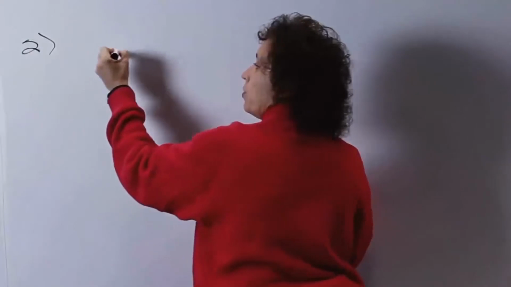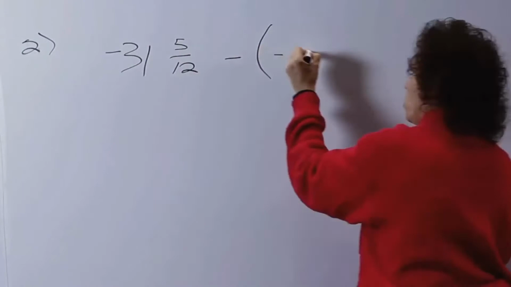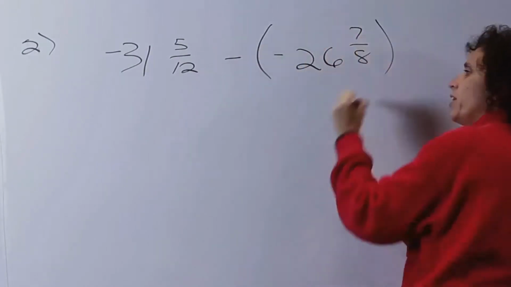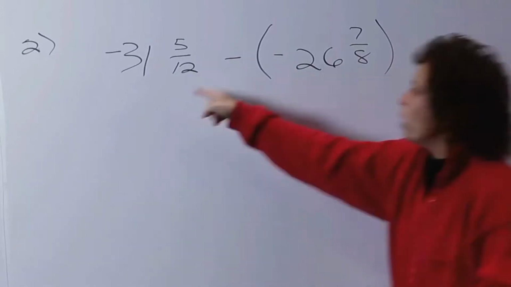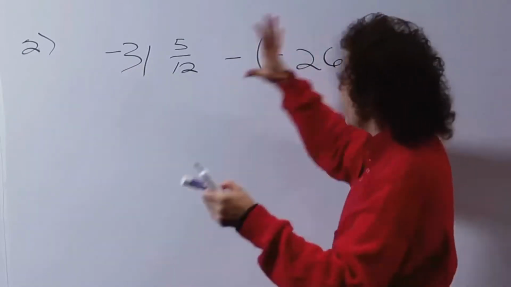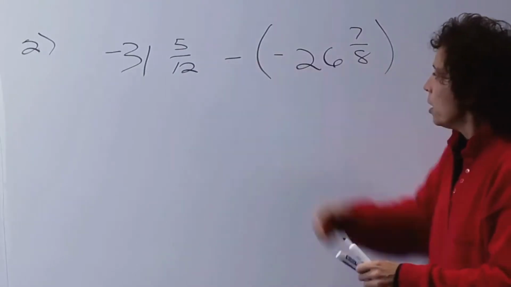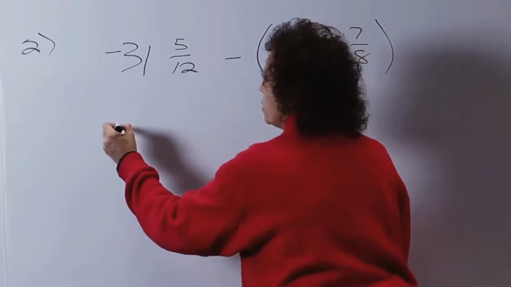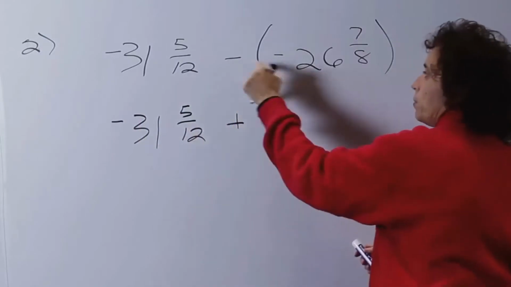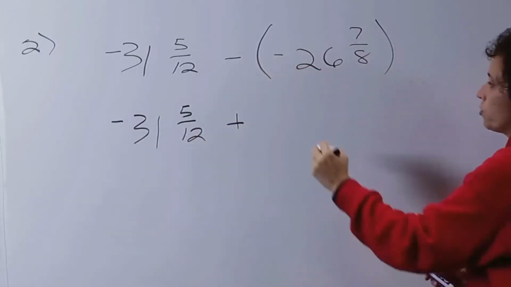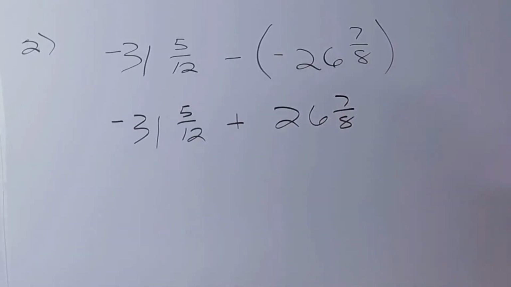Here we go. Negative 31 and 5/12 minus, could you imagine changing all of these to improper fractions? This would be a nightmare. 12 times 31, who wants to do that? So I like to do them as mixed numbers. Okay, sign, not going to have it. So this is negative 31 and 5/12 plus, double sign, they're both the same, changes to a plus, 26 and 7/8. Let's talk about how I have to do this problem.